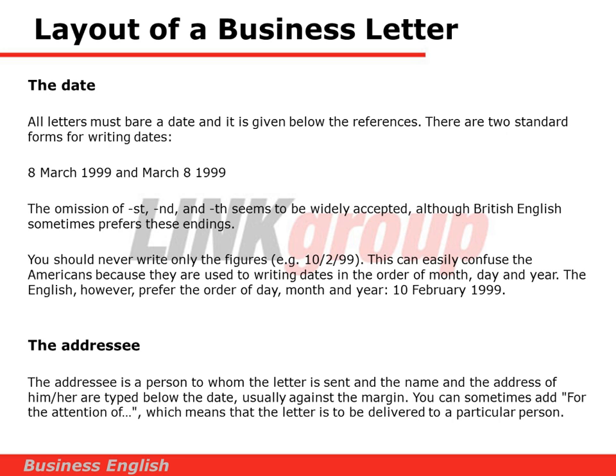The addressee. The addressee is a person to whom the letter is sent, and the name and the address of him or her are typed below the date, usually against a margin. You can sometimes add "for the attention of," which means that a letter is to be delivered to a particular person.